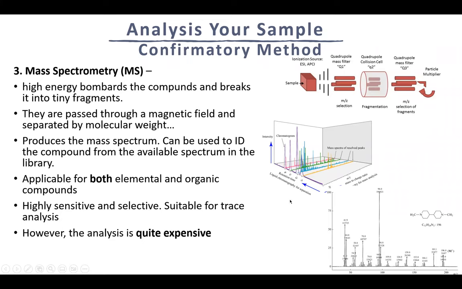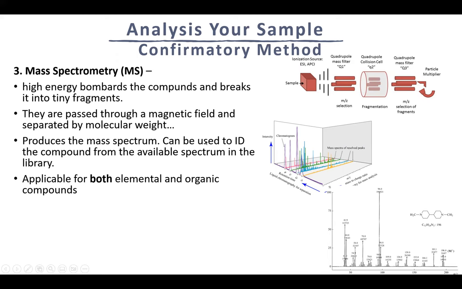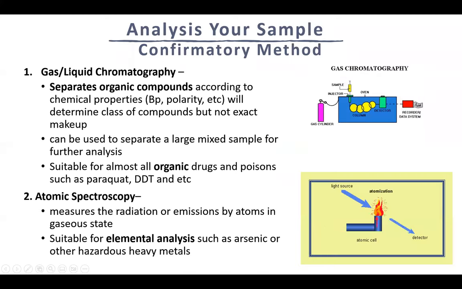Both elemental and organic compounds can be detected using mass spectrometry. In gas chromatography, we have gas chromatography mass spectrometry. In liquid chromatography, we have liquid chromatography mass spectrometry. In atomic spectroscopy, we have ICP-MS, inductively coupled plasma mass spectrometry. They can be hyphenated, which means you can combine them with this particular instrument to detect your sample.